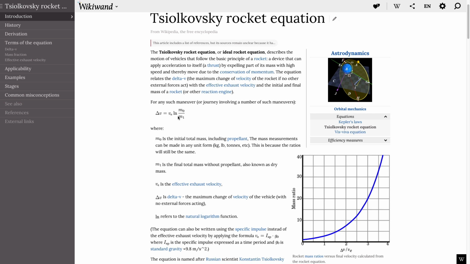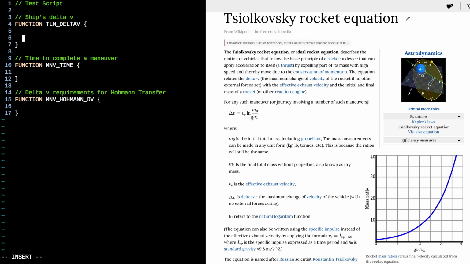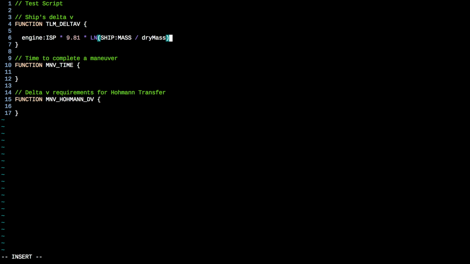So let's look at our equation, or look at our script rather. Our exhaust velocity is actually given by the engine's ISP, say engine ISP, multiplied by the gravitational constant. And that is how we get what our exhaust velocity is. This is just because it's KSP. And then what we want to do is obviously multiply that by the natural log, ln, and thankfully that's a function in KOS. We'll say ship mass divided by the dry mass. Now, there is a function in KOS called ship dry mass.